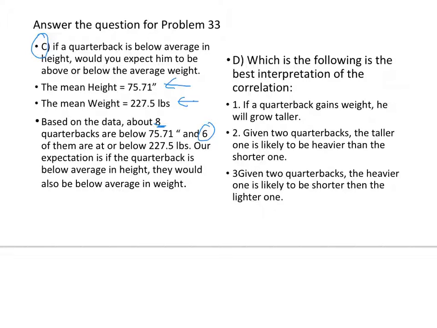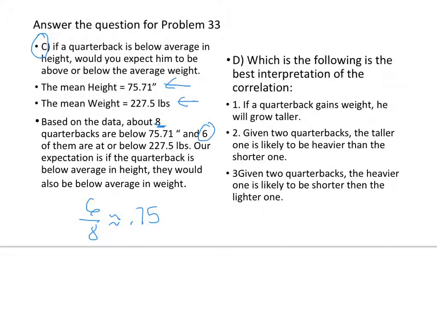227.5 pounds. Our expectation is if the quarterback is below average in height, they would also be below average in weight. Why? Because 6 out of 8 is approximately equal to 0.75, or 75% of those quarterbacks that are below average height are also below the average weight.